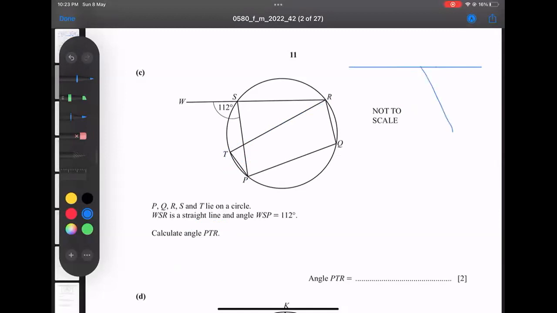Whenever we know this is 112, you can see 112. How to get this angle? 180 minus angle RSP. 180 minus 112, and if I check it, I get 68. So this means this angle is 68.